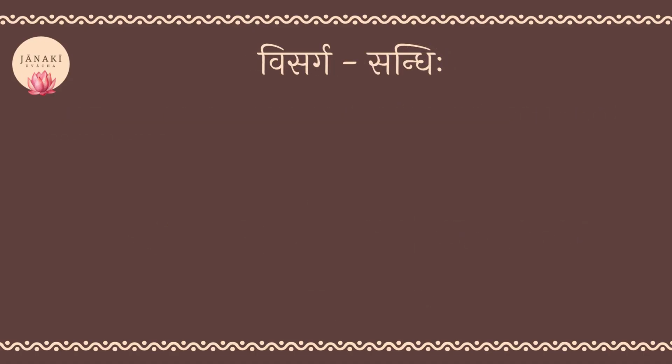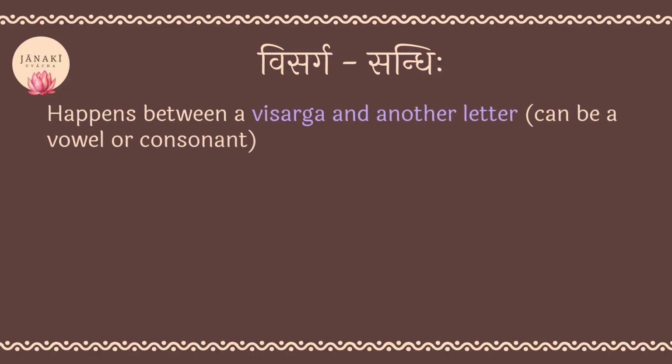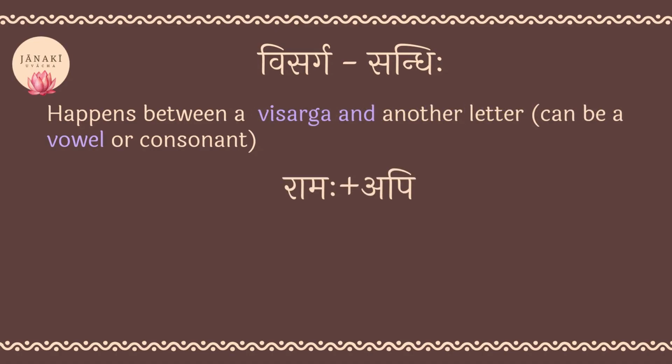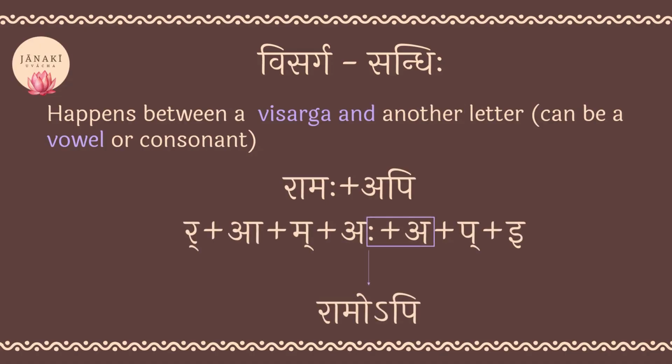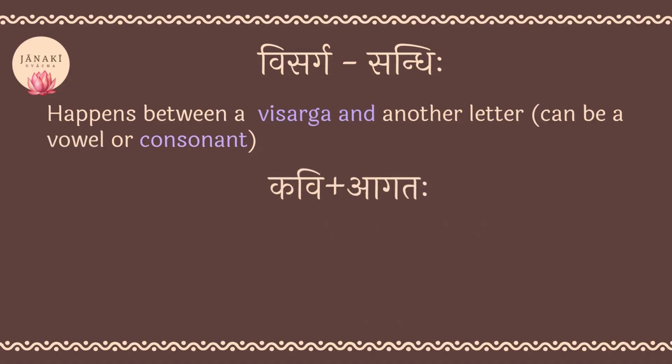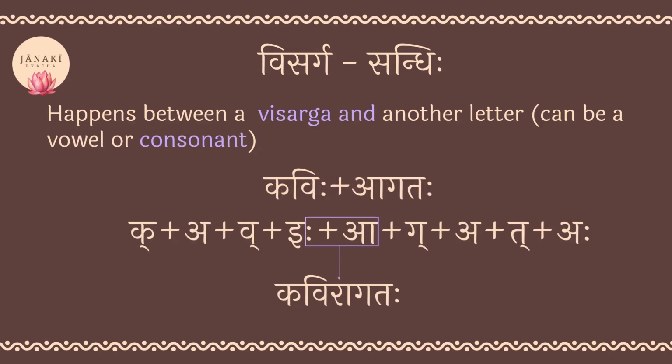Finally, we have Visarga Sandhi. When the first word ends with a Visarga and the second word starts with either a Swara or a Vyanjana, the Sandhi between them is called Visarga Sandhi. For example, Ramaha plus Api gives Ramopi. Kavihi plus Agataha gives Kaviragataha.